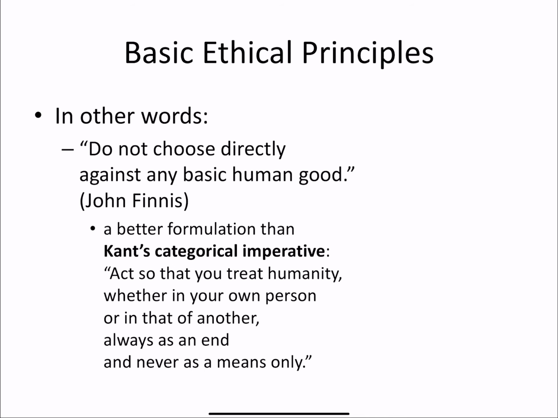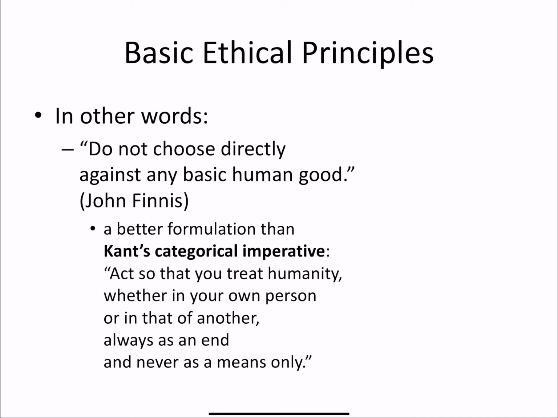In other words, you shouldn't act directly against any of those basic human goods. So recall that life was number 1 on the list. So it's always wrong to act against the basic human good of life. For example, to harm someone else's life, take it away from them. I think Finnis's categorization of how to think about basic ethical action is a better formulation than Kant's categorical imperative.